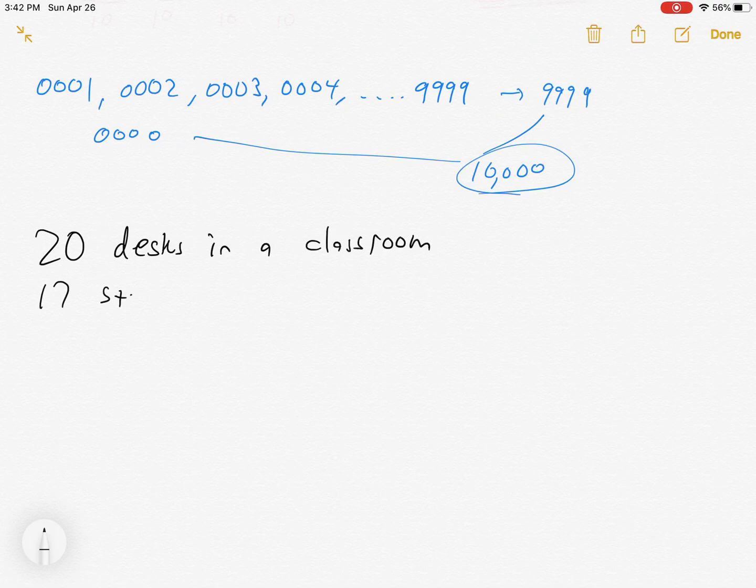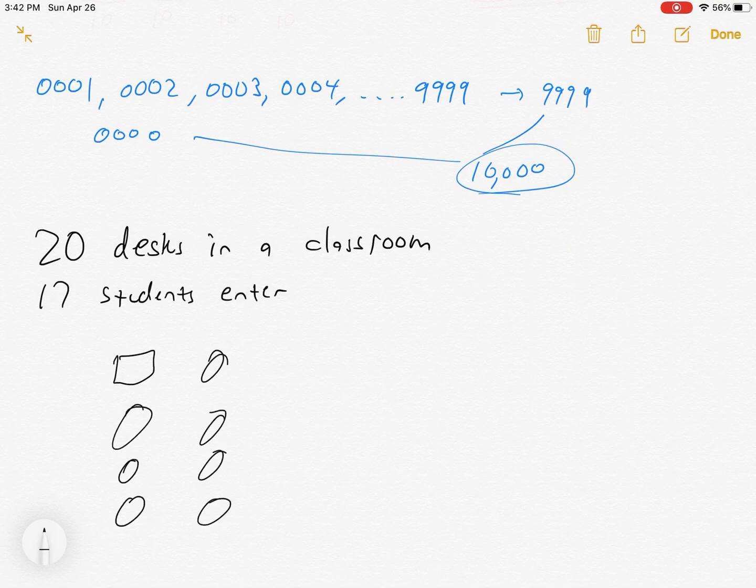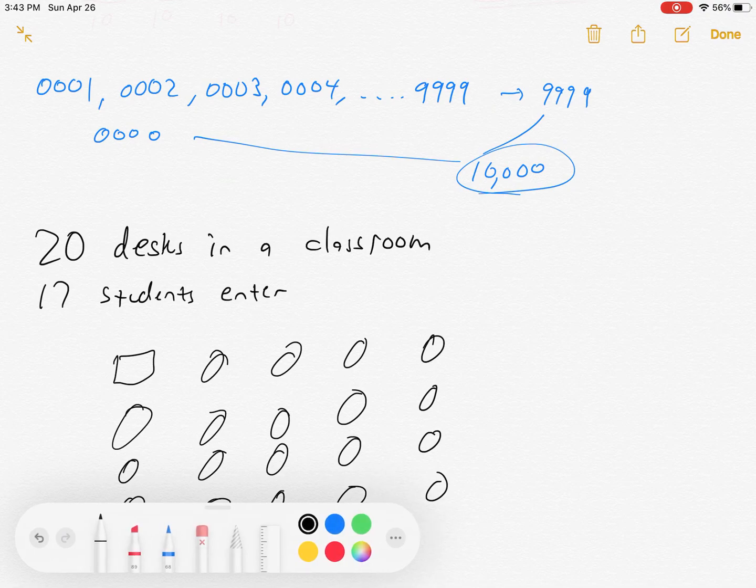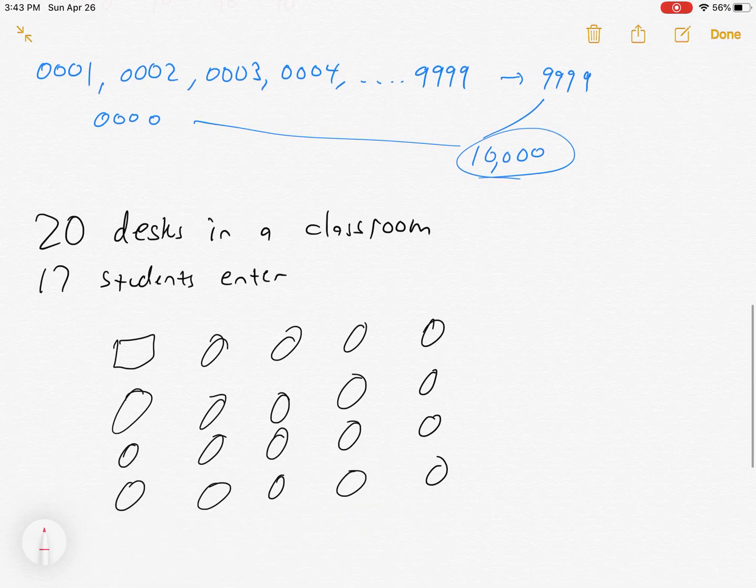Okay, let's ramp it up a bit. Let's say in our classroom, there are 20 desks. 20 desks in a classroom. 17 students enter. And okay, they're all going to take a seat.